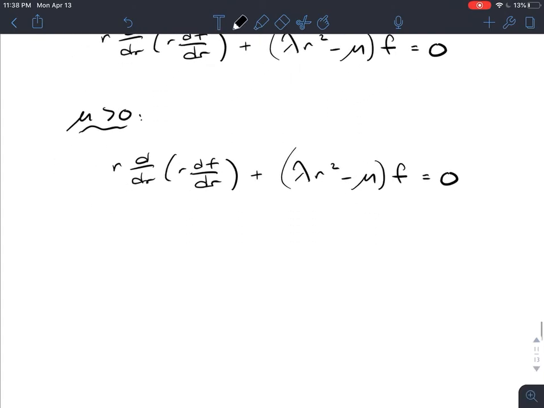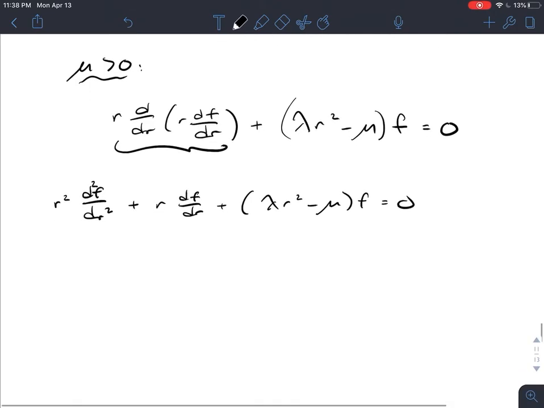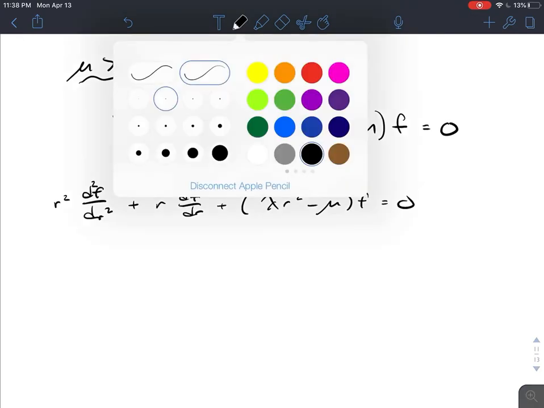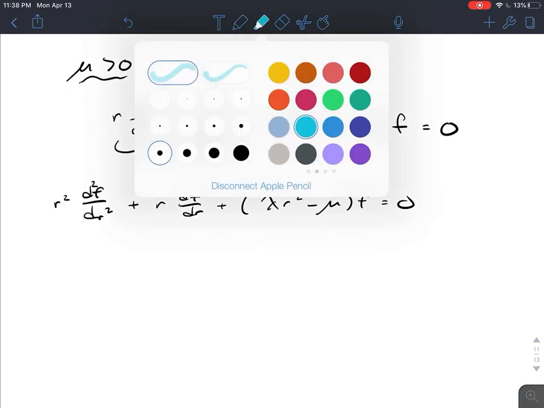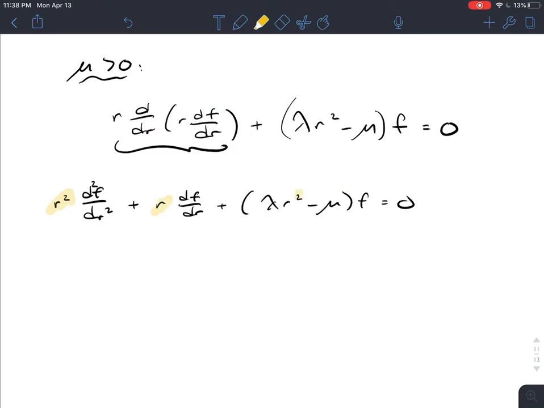So what I'm going to do is I'm going to expand this left-hand side, so this left term. So if we do chain rule and then expand it out, what we should end up with is r squared d squared f dr squared plus r df dr plus lambda r squared minus mu f equals 0. So one thing I'm going to note here is that you cannot solve this via Cauchy-Euler methods, okay? The reason for this is if we look at each of these terms attached to the differential operators, note that we have an r squared term attached to a essentially like non-derivative thing here, right?